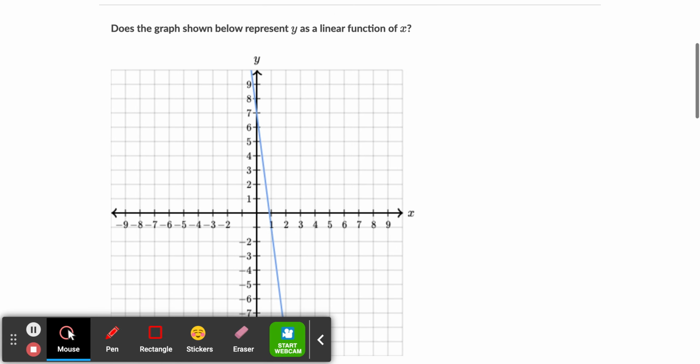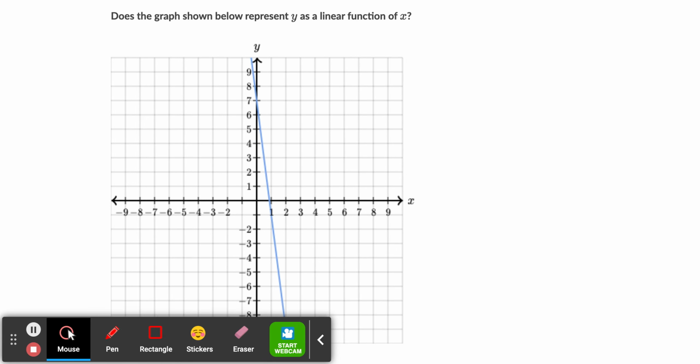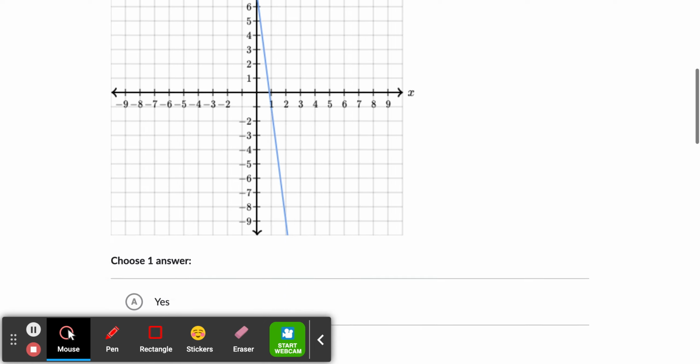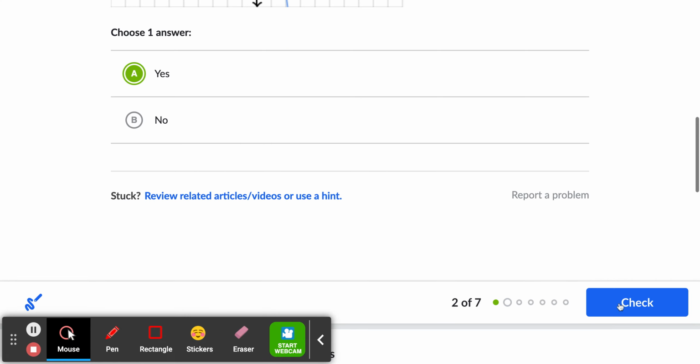All right, this one is a single line. All right, so graphs should be the easiest to identify if it's a linear function or not. So this is a line, yes.